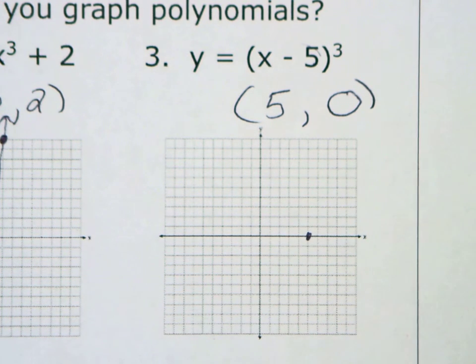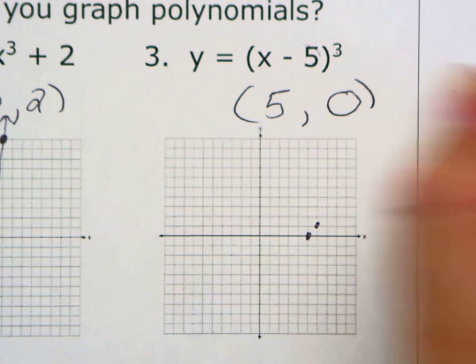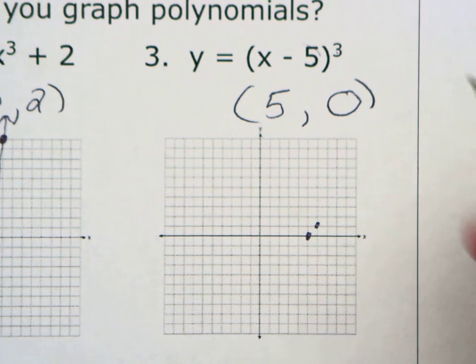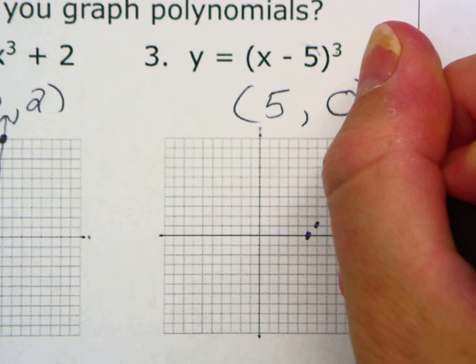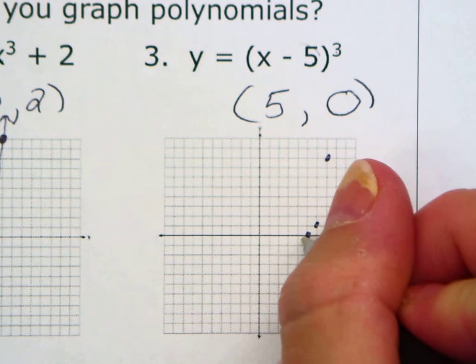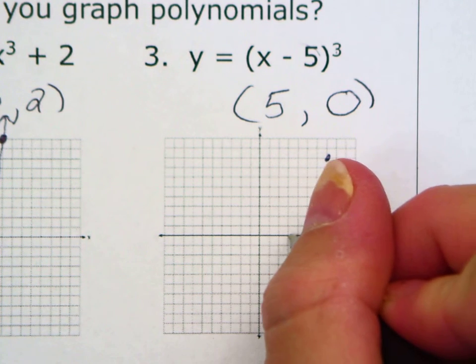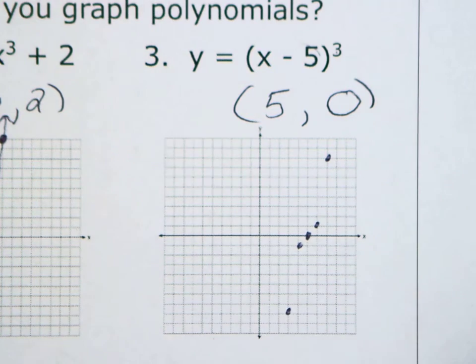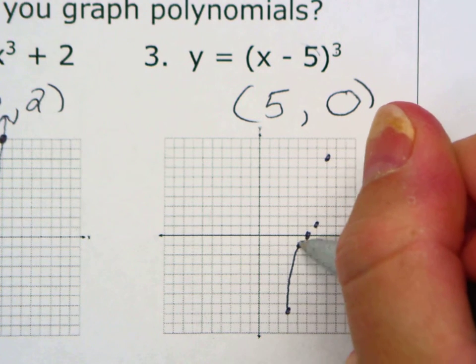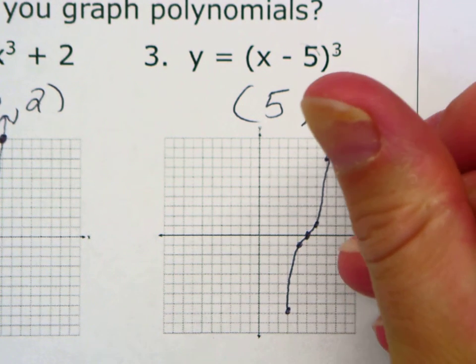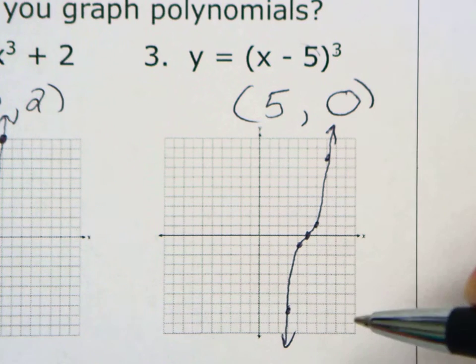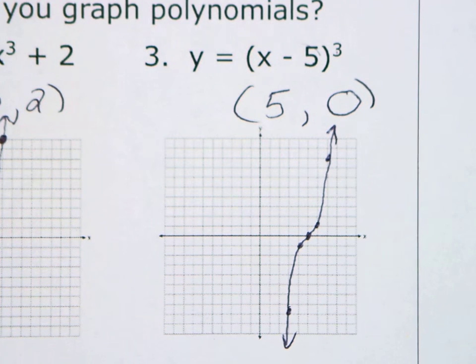And then again, same process. I go over 1. 1 cubed is 1. Over 2. 2 cubed is 8. Over 1, down 1. Over 2, down 8. Okay? And try not to make it lines. Try to make it as curved as you can. Okay?